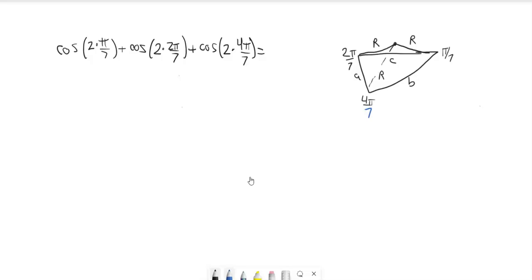So what we'll do first is reduce these to see what we actually have. We'll have the cosine of 2 pi over 7 plus the cosine of 4 pi over 7, plus the cosine of 8 pi over 7.